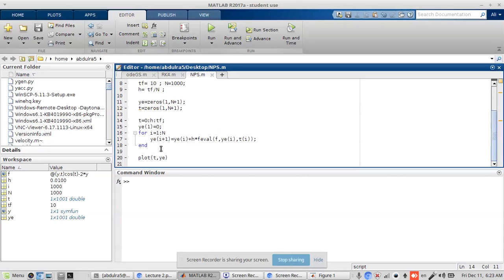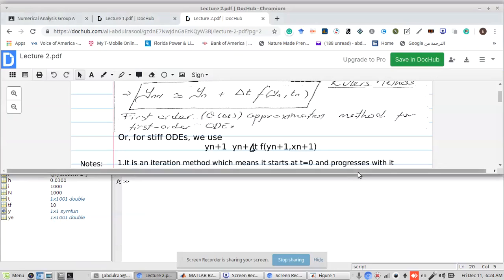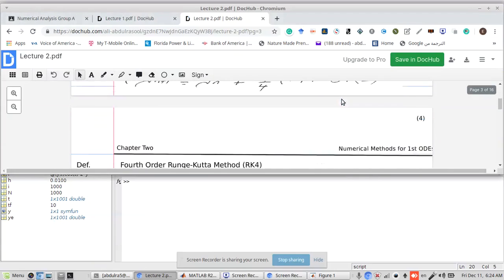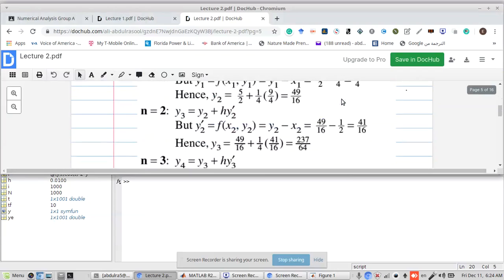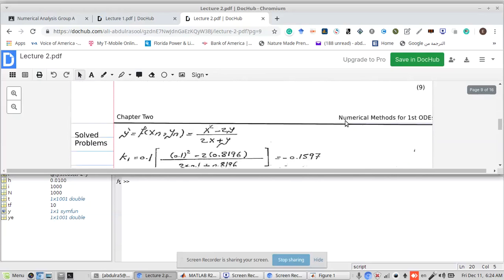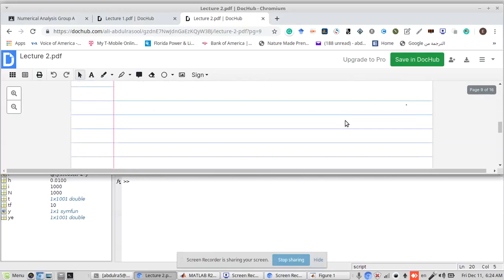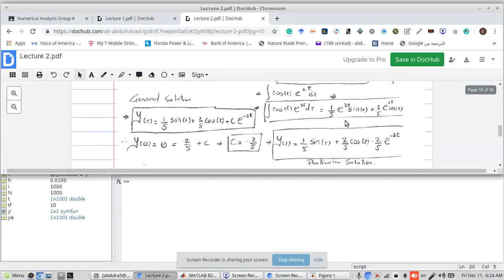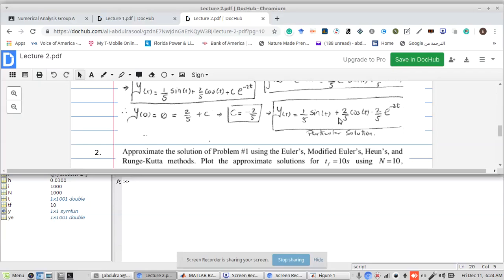If I want to compare the numerical method with the exact solution, I have to write the equation for the exact solution, which I have already here. In this example, I have the exact solution. So let's compare it and see whether our solution is correct or not. This is the particular solution at the initial condition.